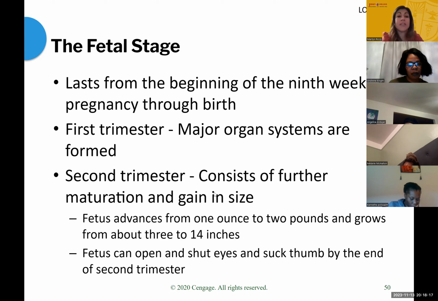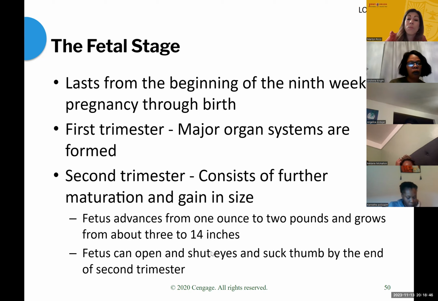The fetal stage lasts from the beginning of the 9th week of pregnancy through birth. The first trimester is where the major organs are formed. And then the second trimester consists of further maturation and gain in size, right? So that further formation is all the developmental parts of the body. The fetus advances from 1 ounce to 2 pounds and grows from about 3 to 14 inches.